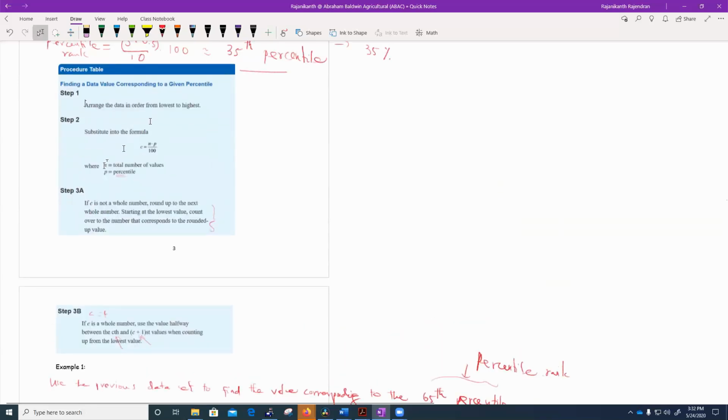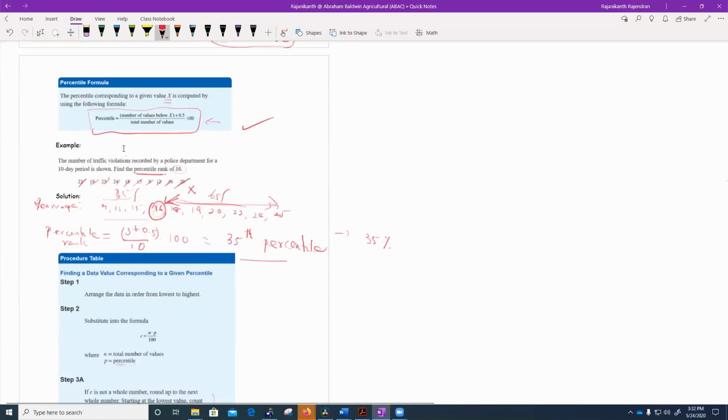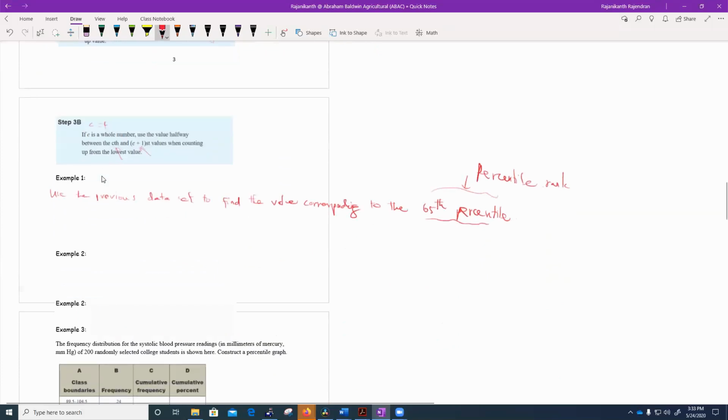First, you have to rearrange the data. This is the data set I'm going to use. Let us write down the rearranged data set. I'm simply copying this rearranged data set here: 9, 12, 15, 16, 18, 19, 19, 20, 22, 24, 25. So we had 10 data values: 1, 2, 3, 4, 5, 6, 7, 8, 9, 10.